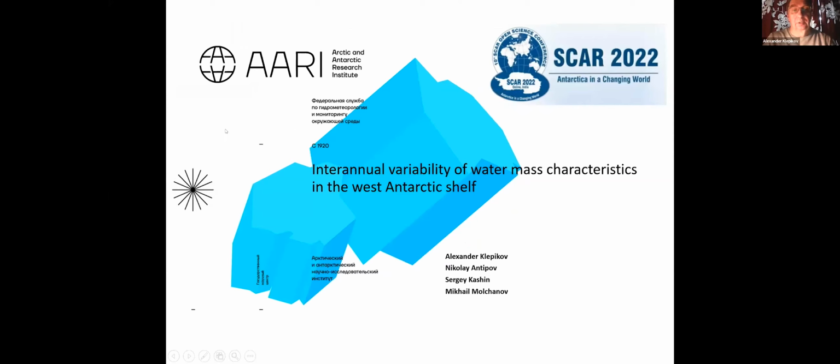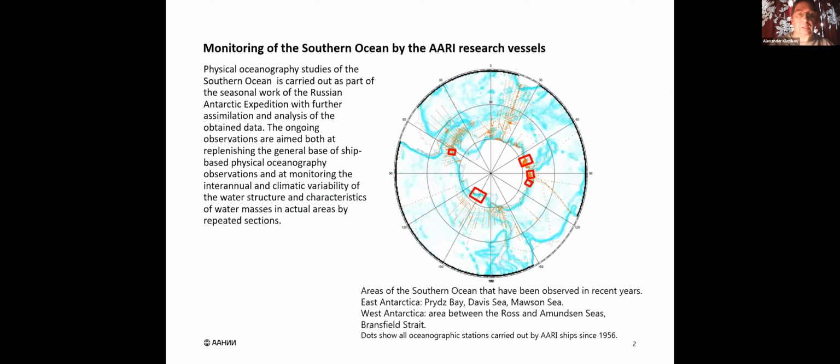Our presentation is about some results of monitoring of water mass characteristics in the Antarctic shelf, mainly in the West Antarctic shelf. We, the Arctic and Antarctic Research Institute, make oceanography studies of the Southern Ocean during the seasonal work of the Russian Antarctic Expedition. Normally, we do sections across the shelf and slope, and also some deep ocean in the vicinity of Russian Antarctic stations.